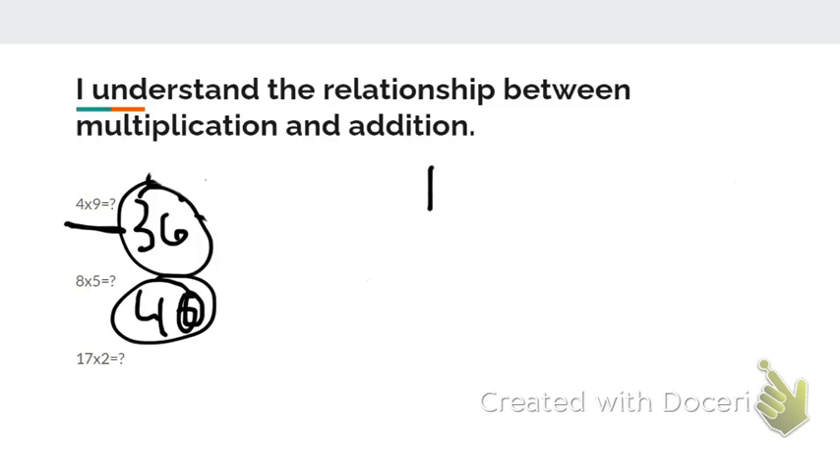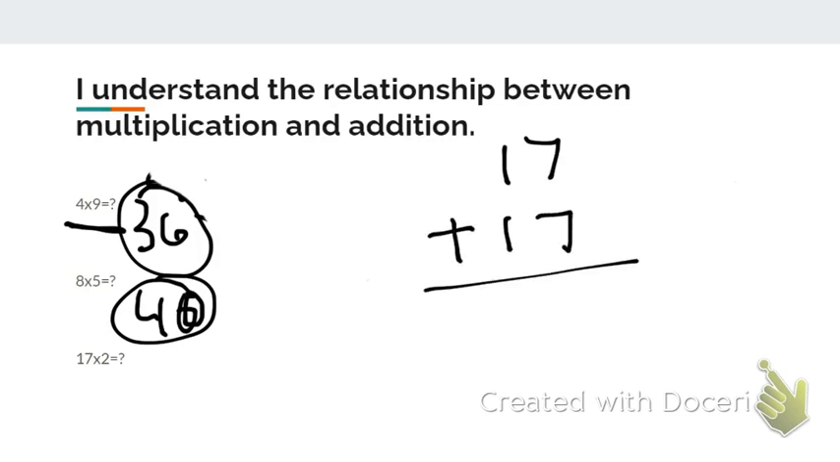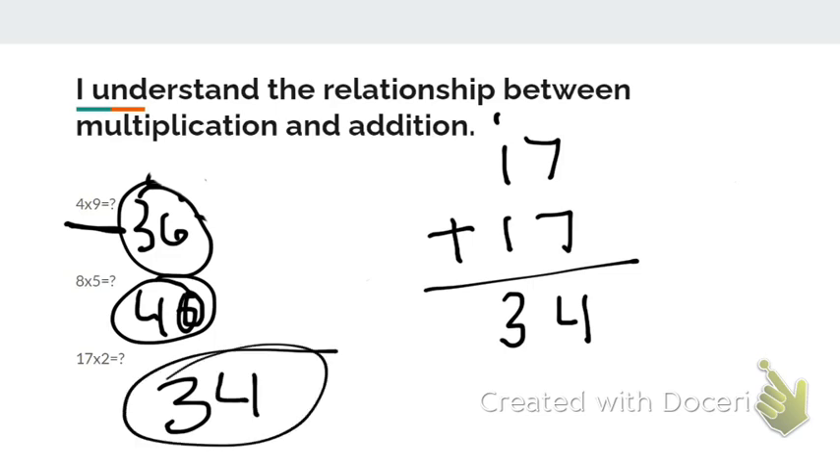Okay, so hopefully you decided to do 17 plus 17. And I talked about earlier how it's really hard for me to add like that. So I hope you did the same thing that I'm about to do and actually do it this way, because it's just a lot nicer to look at. 7 plus 7 is 14. Carry my 1. 1 plus 1 plus 1 is 3. So 17 times 2 must equal 34.